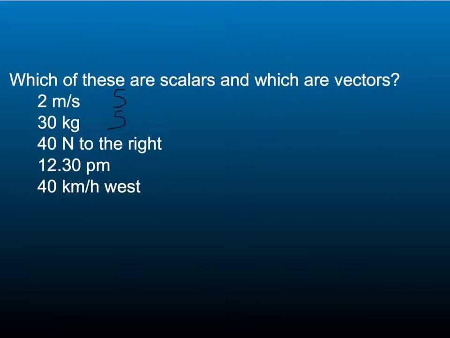40 newtons to the right. This is a force and a direction, so it is a vector. The time, 12:30, is a scalar quantity. And the last one is a velocity because it has speed and a direction, so that is a vector.